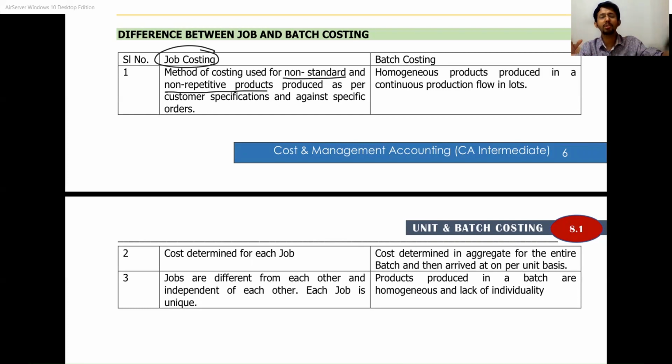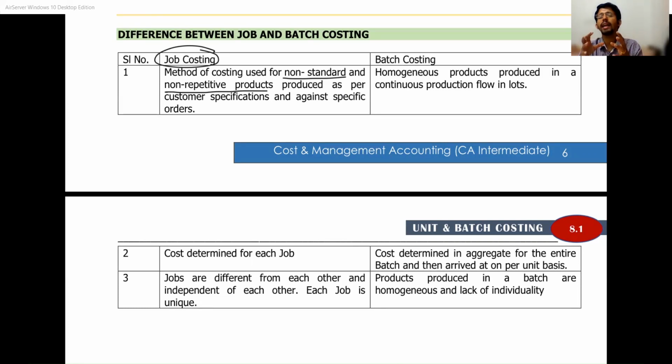Now you cannot apply his costing, the first person's costing, to my house. You cannot apply my costing principles to the third one. So the cost has to be determined separately for each of the houses you are constructing. So this is job costing.